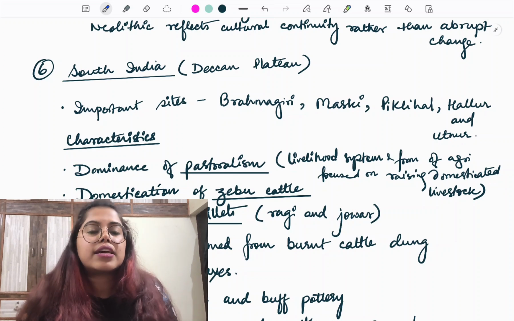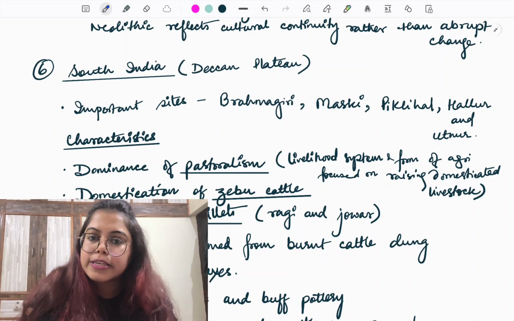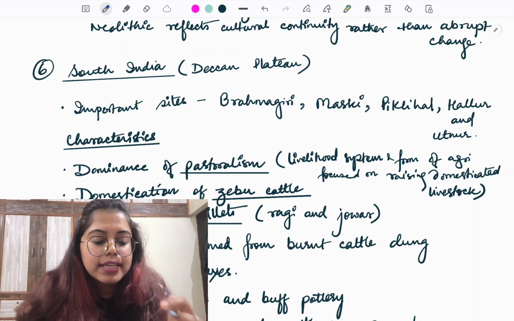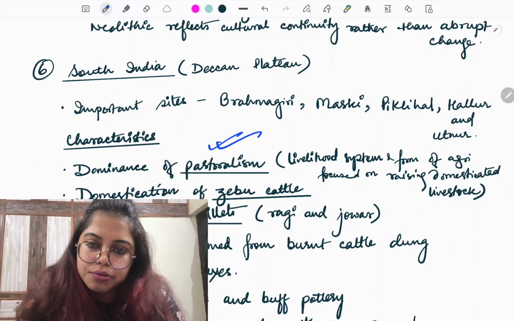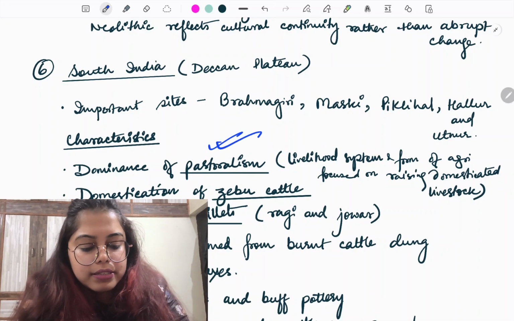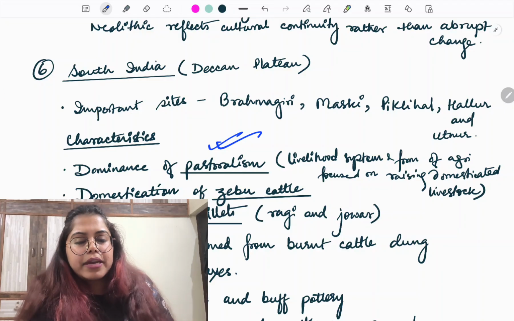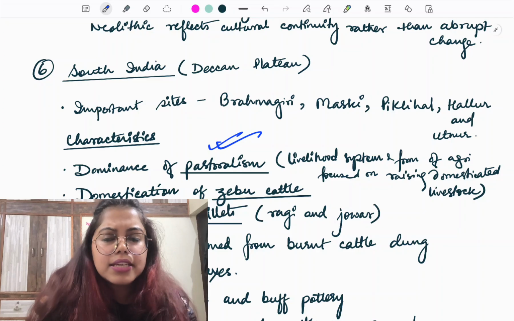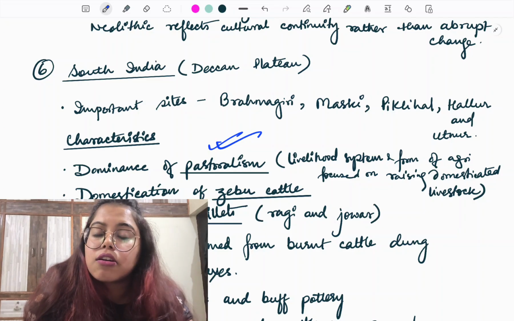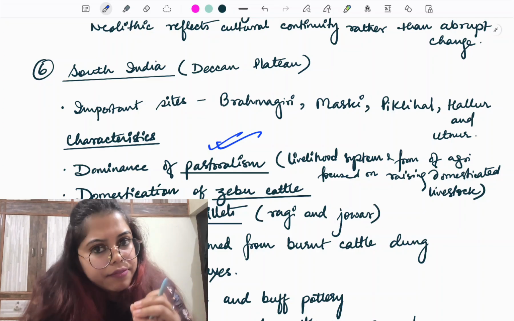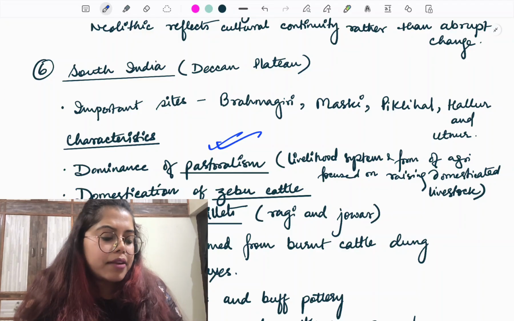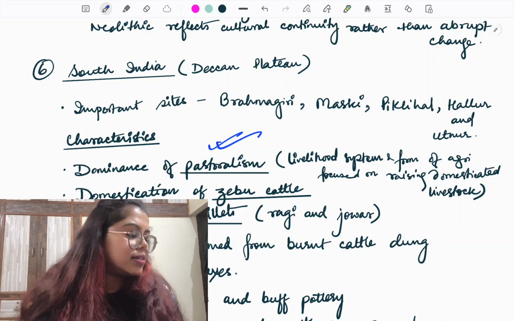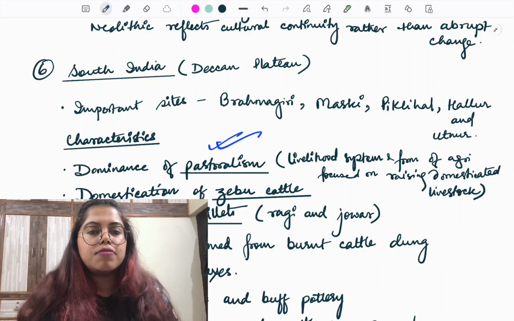Now most of the Neolithic sites in southern India or the Deccan area were based on pastoralism. What exactly does pastoralism mean? Pastoralism ka matlab kya hai? It means a livelihood, a way of life that is based on raising of livestock. Okay, we definitely have agriculture, but the main subsistence is basically raising of livestock.